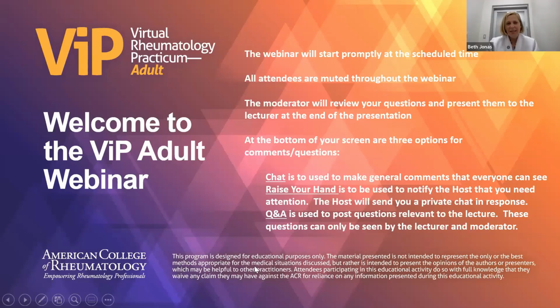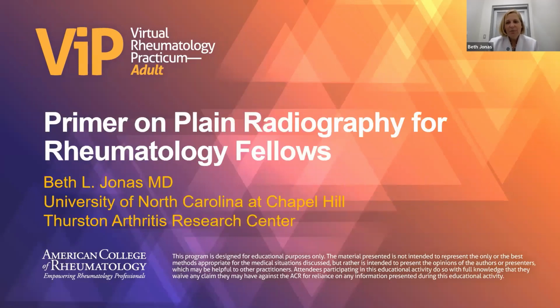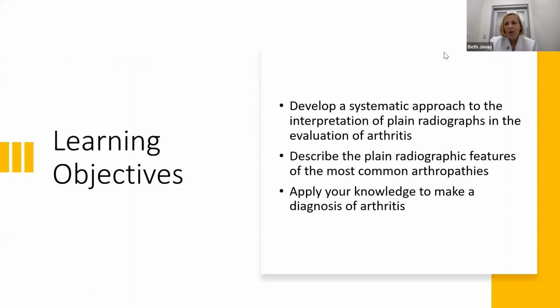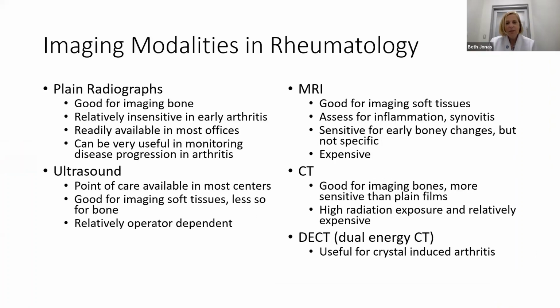Perfect. All right. So what we're going to talk about for the next chunk of time is really plain radiography for rheumatology fellows. I have no disclosures, and here are our learning objectives. First of all, I want you to develop a systematic approach to the interpretation of plain radiographs in the evaluation of arthritis. I want you to be able to describe the plain radiographic features of the most common forms of arthritis. And at the end, we're going to apply our knowledge to make a diagnosis of arthritis. And hopefully that will be kind of a fun little activity.